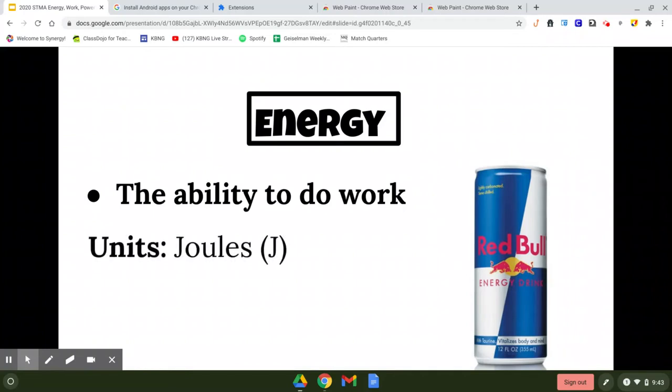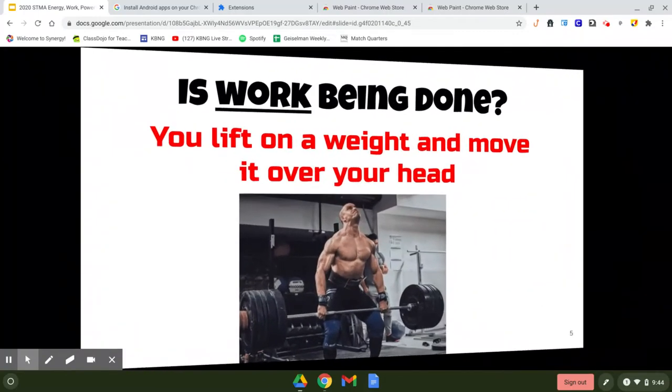The unit for energy is the joule, just like it was for work. So energy is equal to force applied to an object times distance, because work is energy, energy is work. They're pretty much the same thing. So if an object has energy, it has the ability to do work. If work has been done to an object, we have changed its energy.